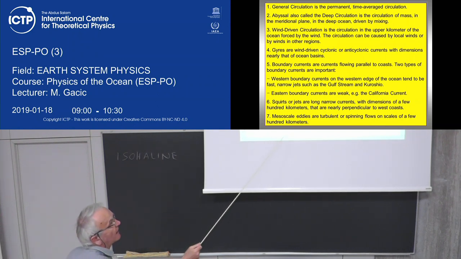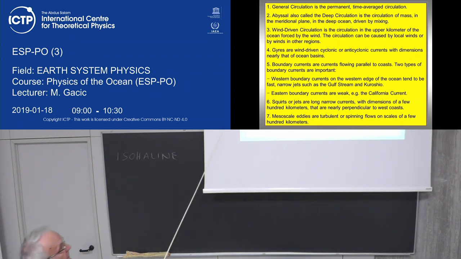Squirts, jets are long narrow currents with dimensions of a few hundred kilometers that are nearly perpendicular to west coasts. Now you can see that these features are in a certain way separated or distinguished between themselves by the time and the landscape attributed to them. Up to here, we are talking about the semi-permanent or permanent general situation type of features.